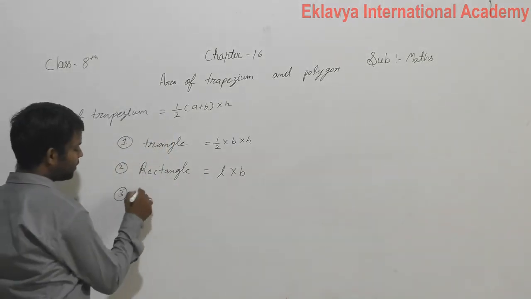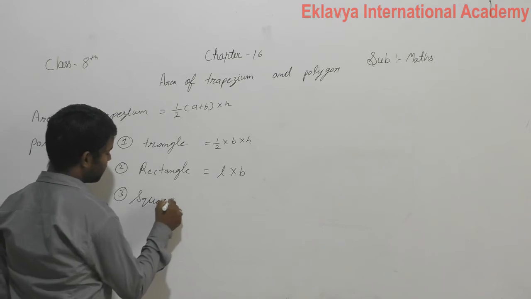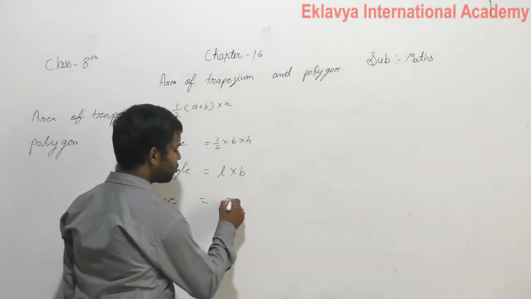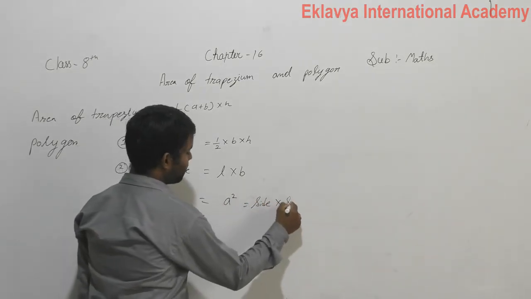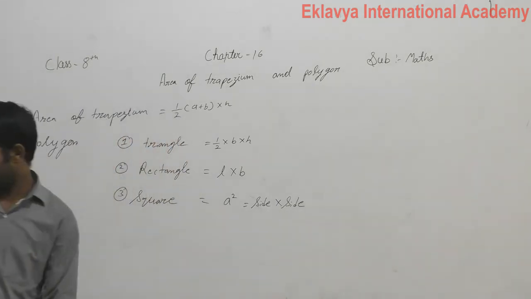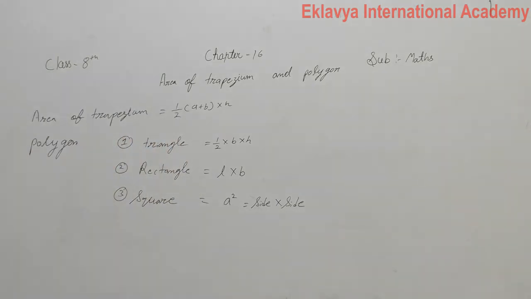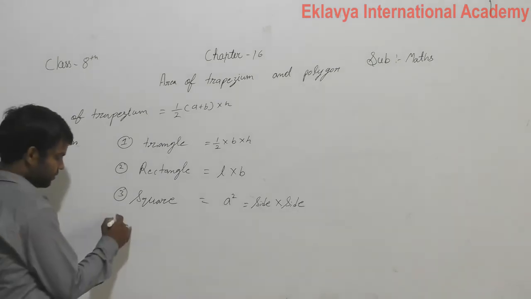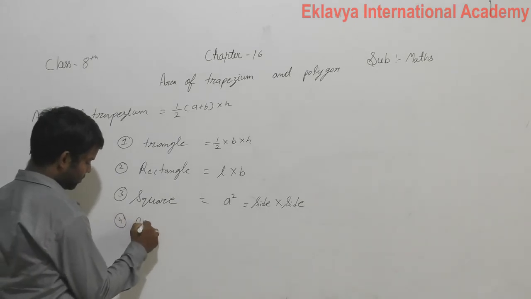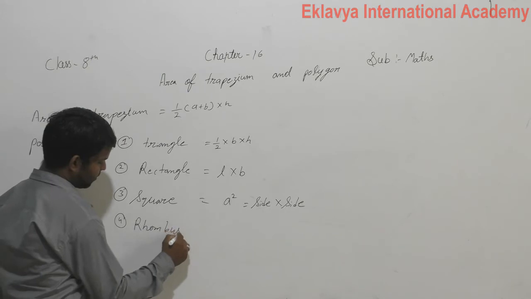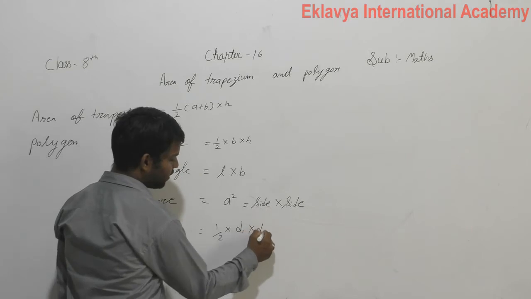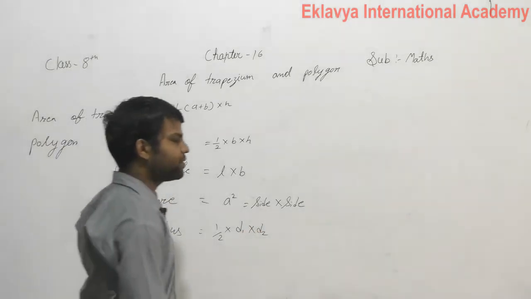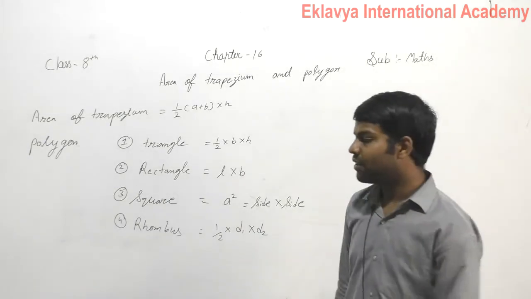The third shape is square. Then area is side square, or side multiplied by side. Next is area of rhombus. It is equal to 1 upon 2 d1 multiplied by d2. Here d1 and d2 represent diagonal first and diagonal second.